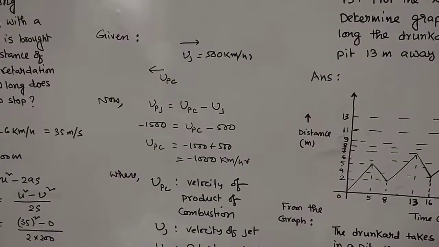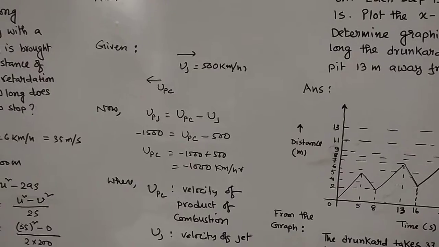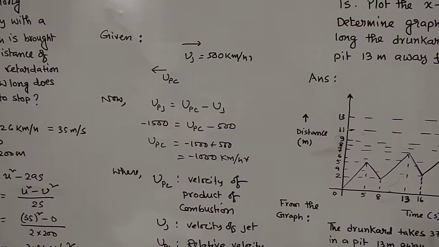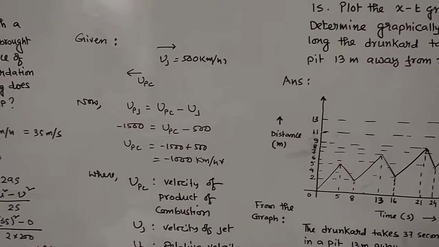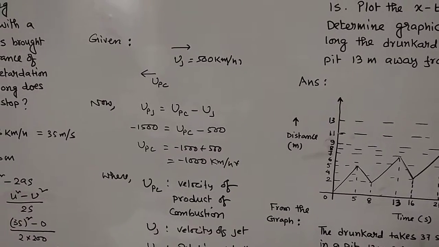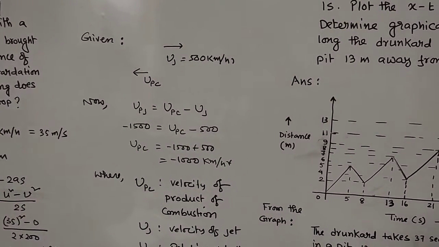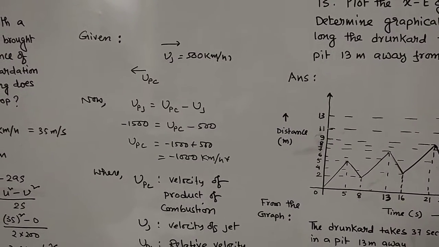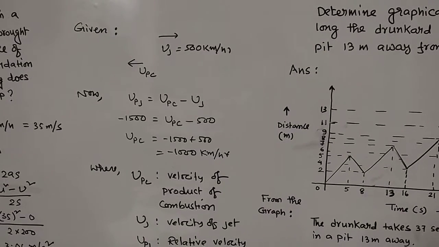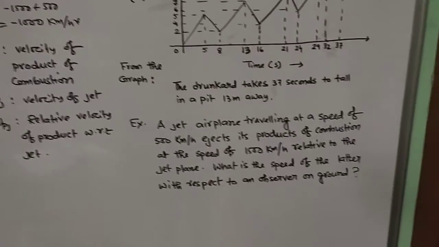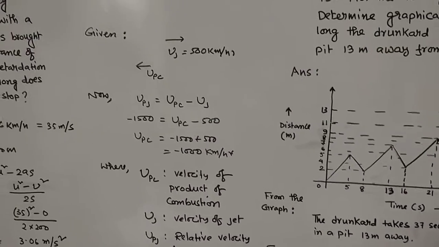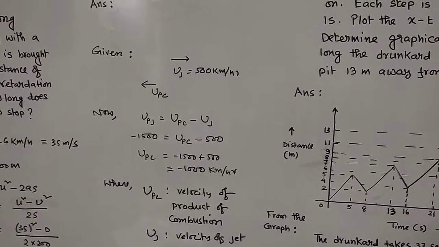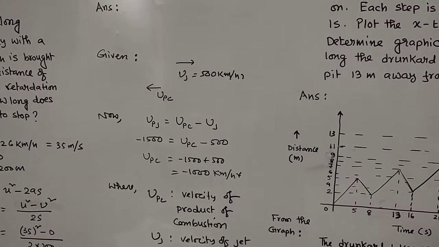We have written VPC, product of combustion, minus VJ, velocity of the jet plane. Now, the relative speed of the product with respect to the jet plane. So we have taken the sign convention. From left to right it is positive, and from right to left it is negative. So the relative speed of the product of combustion with respect to the jet plane, we have taken minus 1500, and in the question it is given 1500 km per hour. So minus 1500 equals VPC, product of combustion, minus the velocity of the jet, that is your 500.